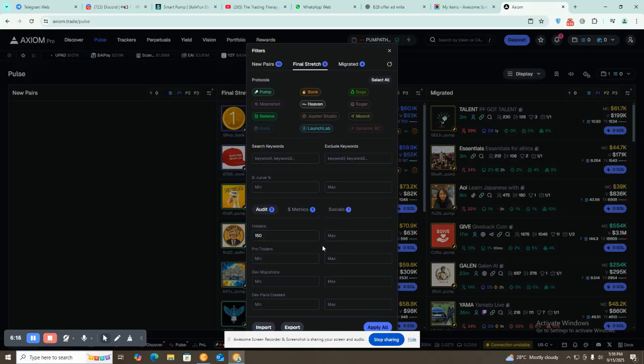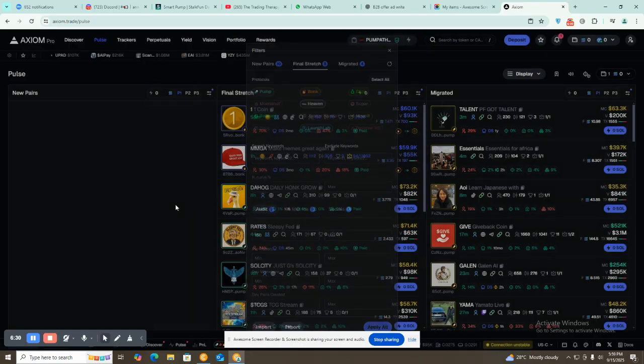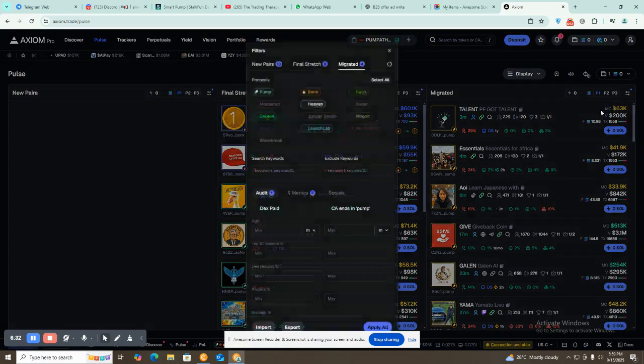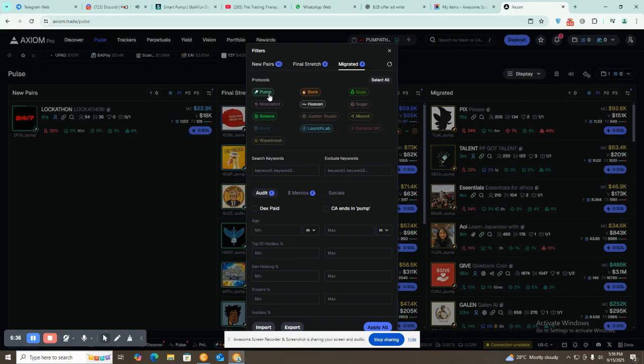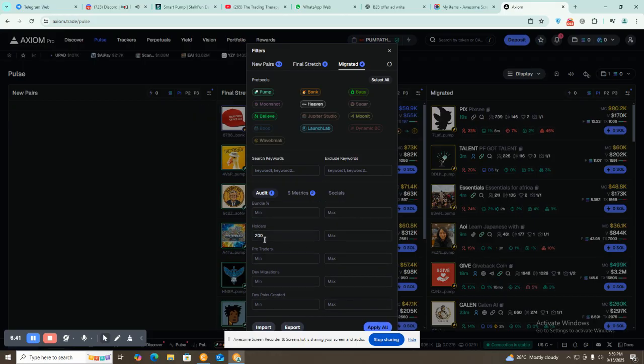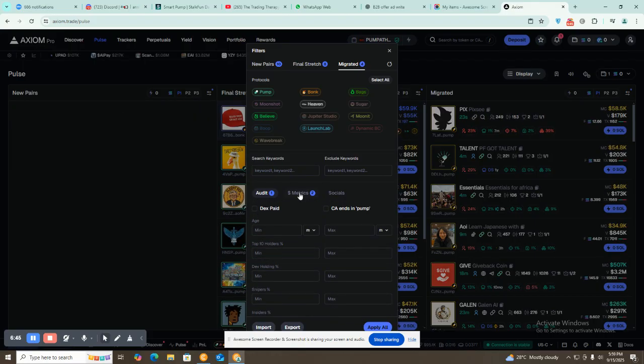Sometimes I look at the Solana price, because if the market is booming, I adjust before I select the orders and all that. So basically, this is for the final stretch. Let's go to the migrated. The same thing. I had to switch all of this on, and nothing much here other than the orders, 200. Nothing much to do here.